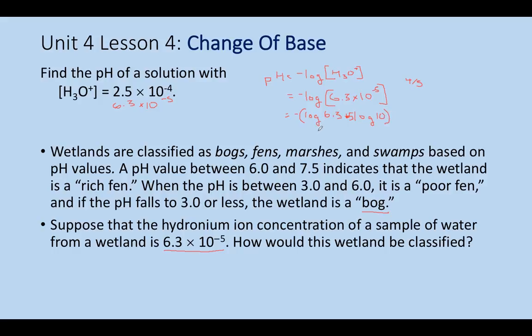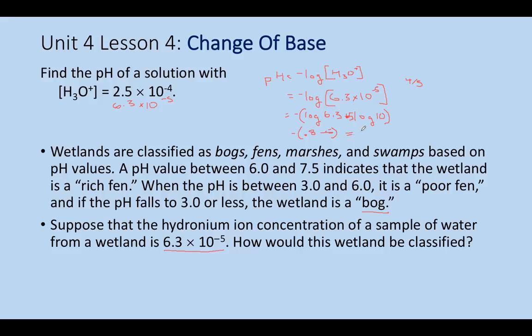And, well, negative log 6.3 is going to be about 0.8, okay? So kind of going through the process that we saw on the last screen, probably just using your calculator. And then log base 10 of 10 is actually 1. So like 10 to the what power equals 10, well, that'd be 1. And so 1 times negative 5 is going to be negative 5. So minus 5. And then, well, negative 5 plus 0.8 is negative 4.8, or sorry, 4.2.